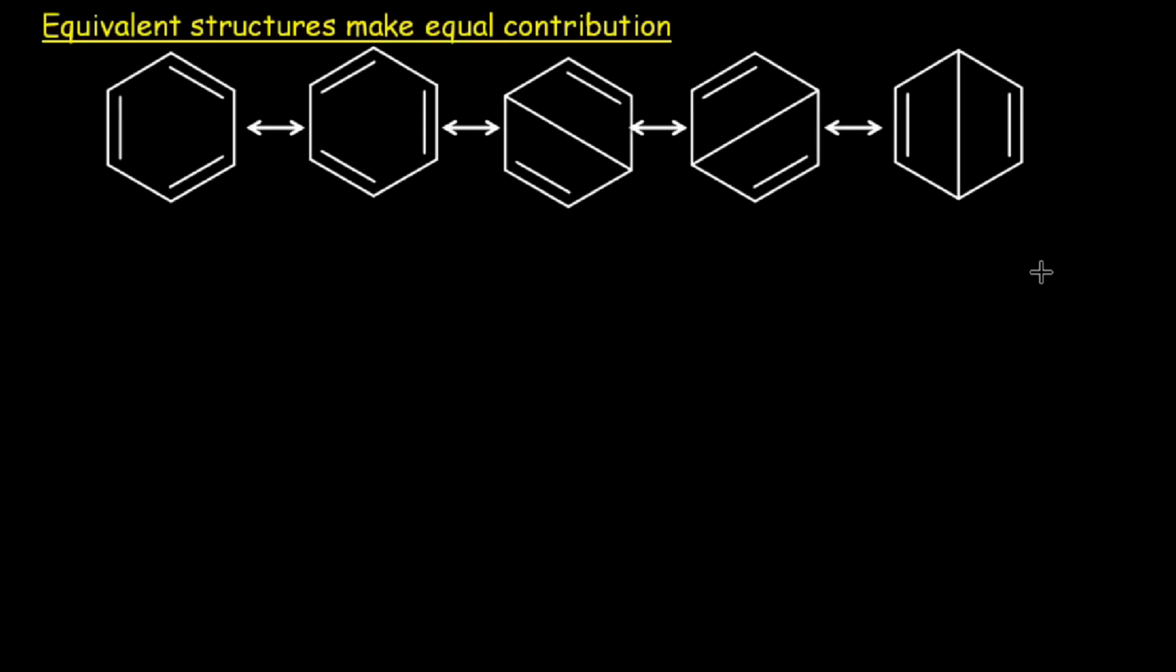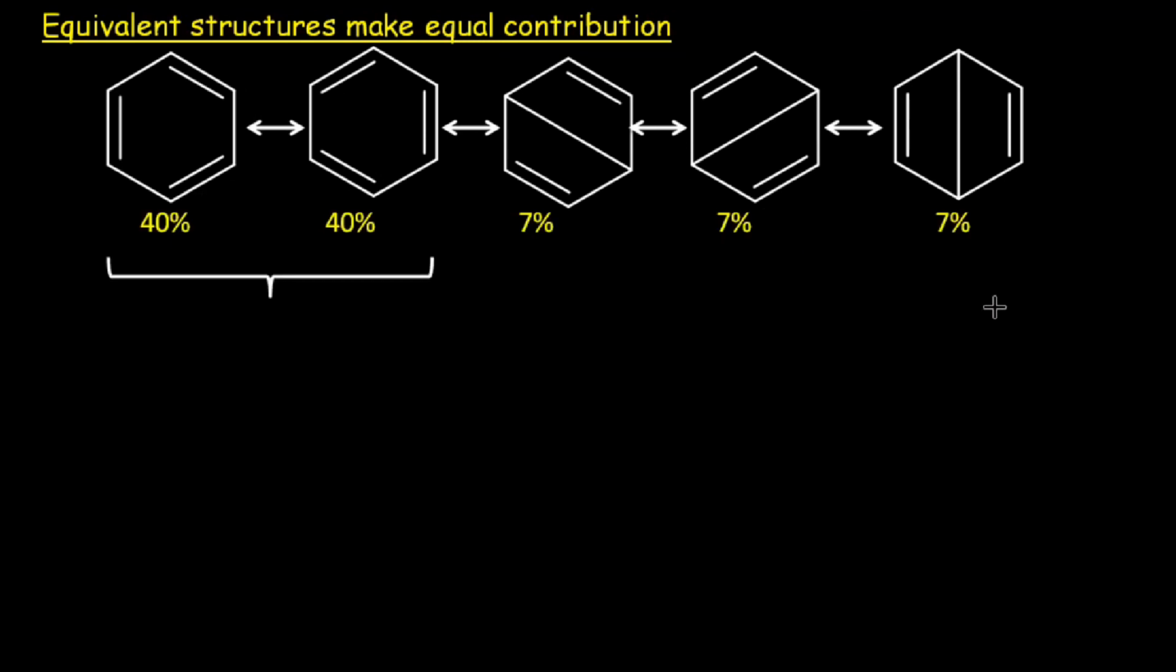Equivalent structures make equal contribution. Consider the benzene ring structures, where the Kekule structures have bond lengths and bond angles identical, while in the Dewar structure, one of the bond lengths is greater than the others. So the structures which are equivalent make equal contribution. These two structures make 40% contribution and these three make 7% contribution.